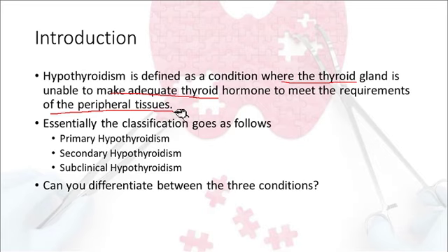Now, it's worth noting that subclinical hypothyroidism may fall into two categories: those where the TSH level is greater than 10 micro-international units per liter, or those where the TSH level is roughly between 4 and 10 micro-international units per liter.